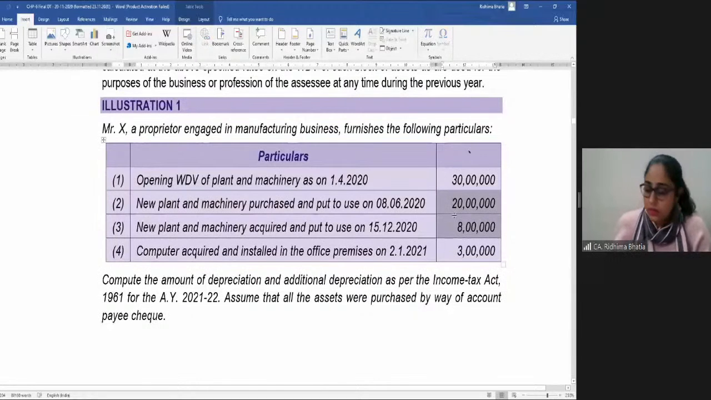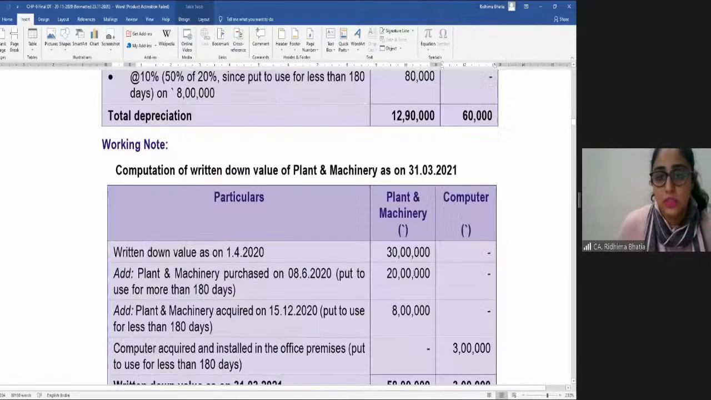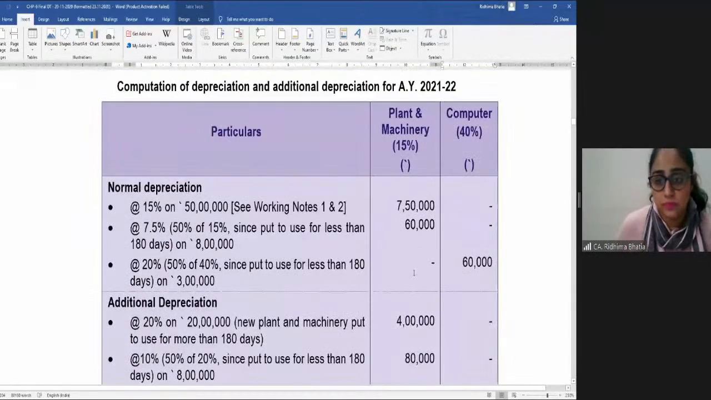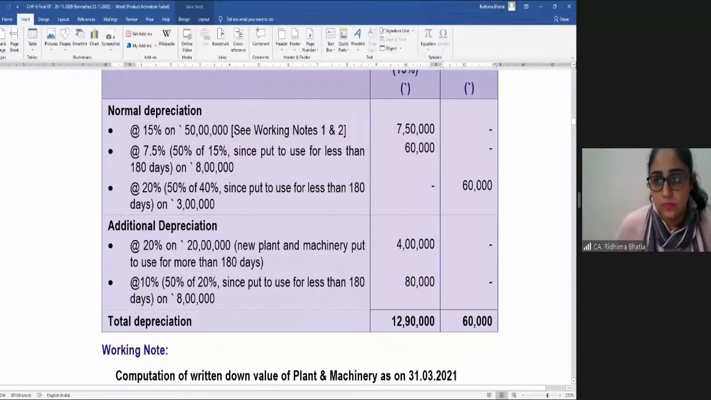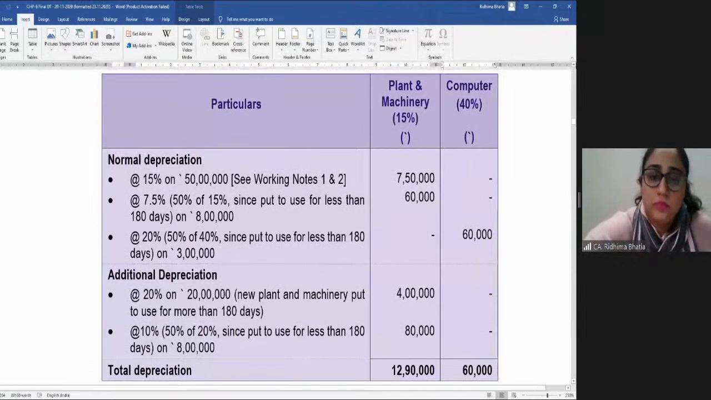20 lakhs pay, again 20%, 4 lakhs. 8 lakhs pay, 10%, 80,000, and the remaining 80,000 would be claimed next year. Anyone has any doubt? This is the solution. Take a look at it.